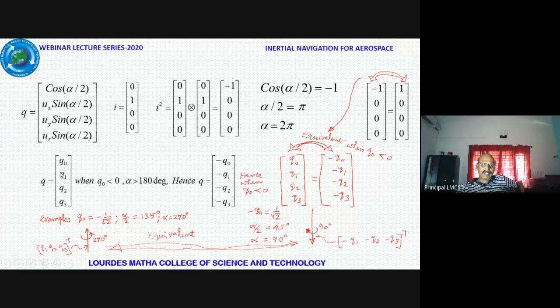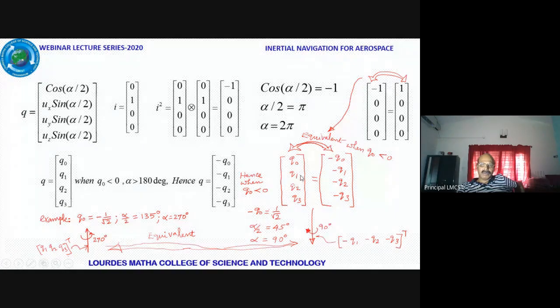Now, when I negate all these things, what will happen? Q0 earlier was minus 1 by root 2. That will now become minus Q0, which is 1 by root 2. 1 by root 2 means alpha by 2 is 45 degrees, alpha is 90 degrees, and this vector has now changed sign. So the vector that was upward earlier becomes downward. Wherever it is, it will be in the opposite direction. And then the positive rotation about that, alpha is 90 degrees. And these are equivalent. It will go to the same angular position.